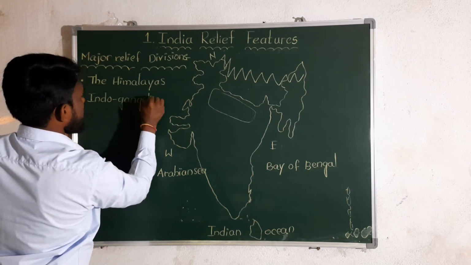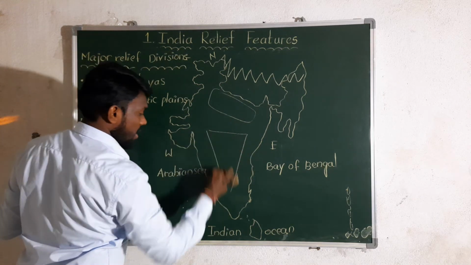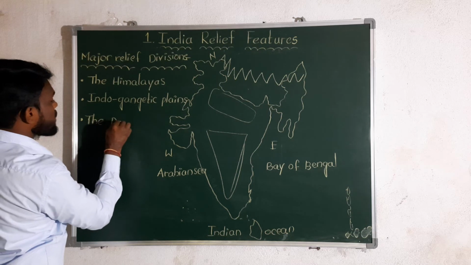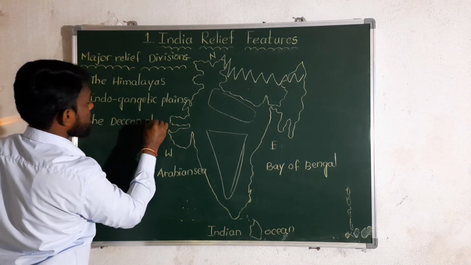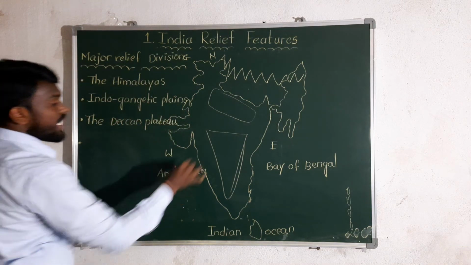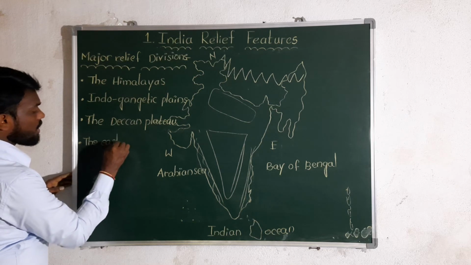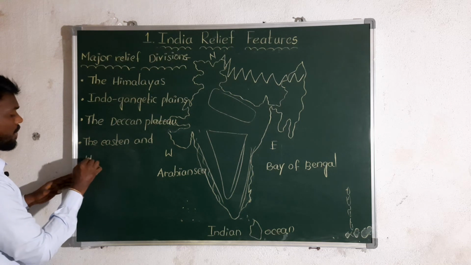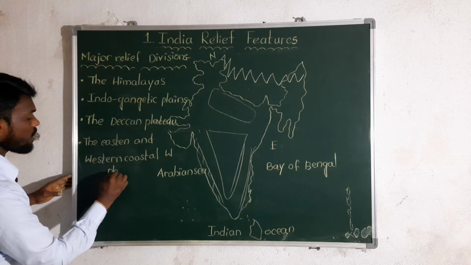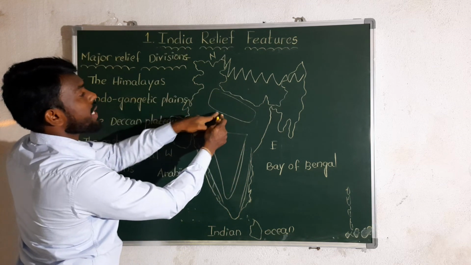Yes, this is a major relief division, the plains. The next one is the Deccan Plateau. And the next one is the eastern and western coastal plains. Here these are the eastern coastal plains and these are the western coastal plains. This is the Deccan Plateau, this is the Indo-Gangetic Plain, and this is the Himalayas.